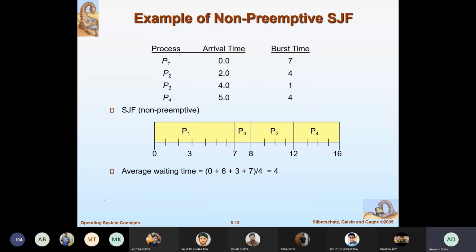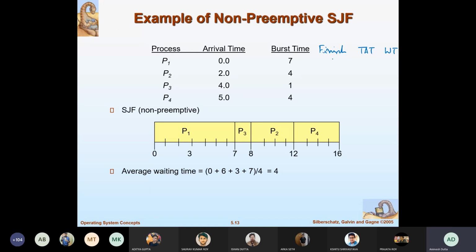So I will ask you to draw the diagram, or better, make a table like this. This is already there. You make another table: finish time, then turnaround time and waiting time. You make 3 more columns.